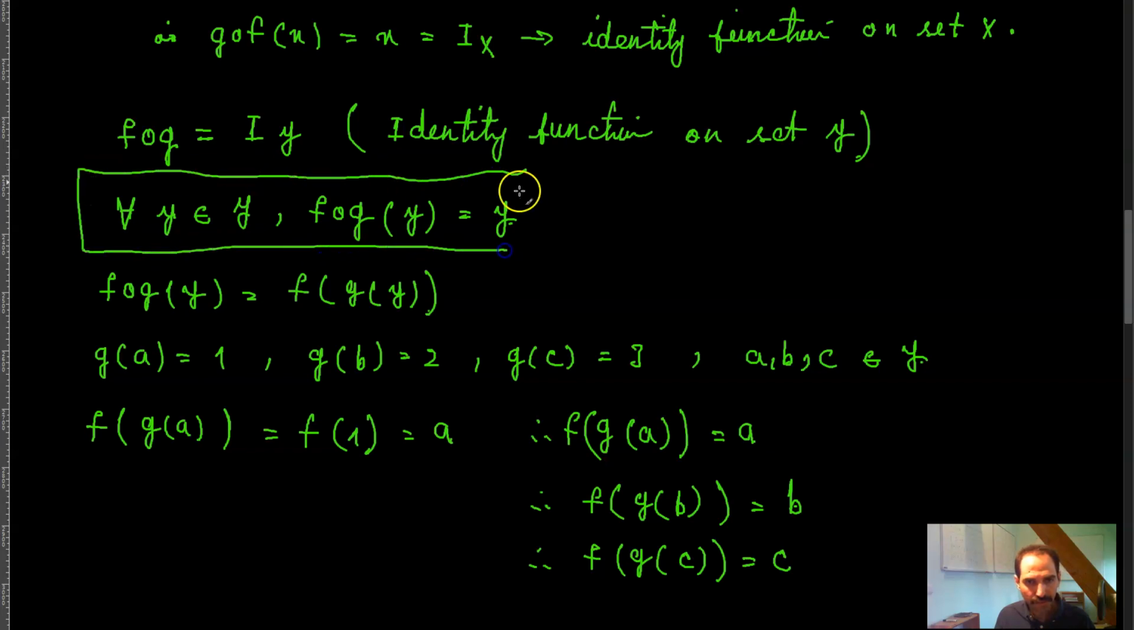Which is again the same conclusion over here. For every y belonging to the set Y, f∘g of y is equal to y, which for the same reason means f∘g is basically called I_Y, the identity function on set Y. Meaning that any element of the set Y, if you input it into f∘g, you're going to get the same thing back. Okay?